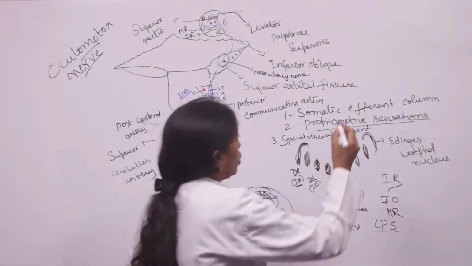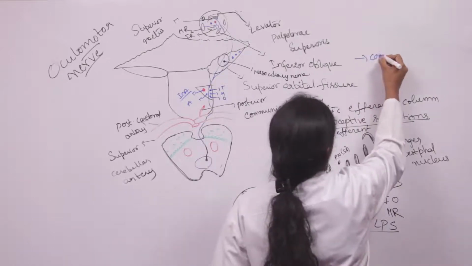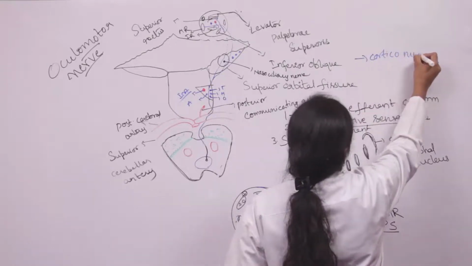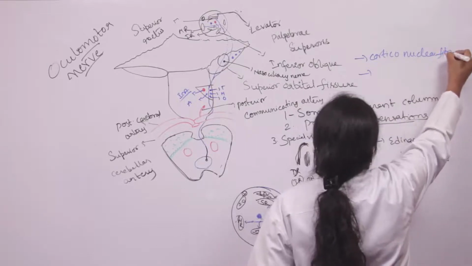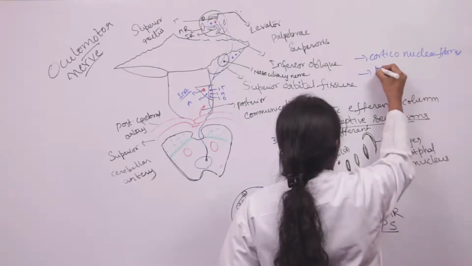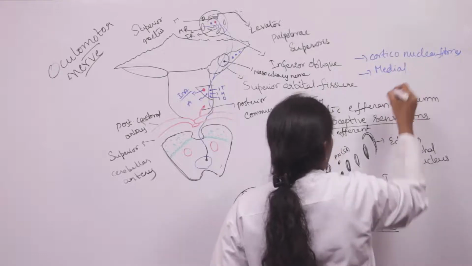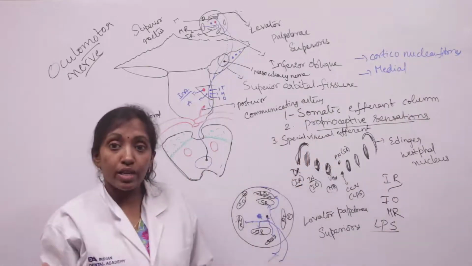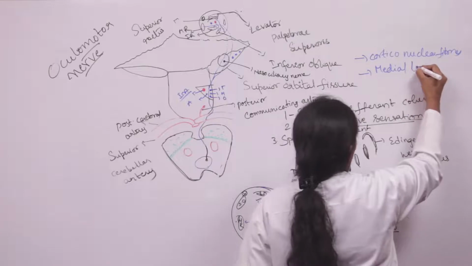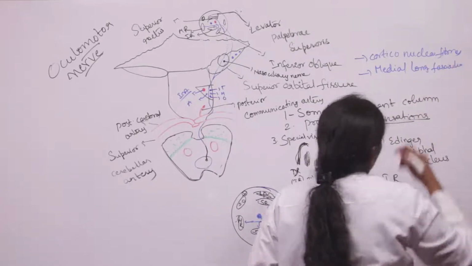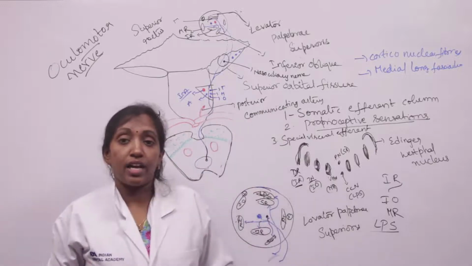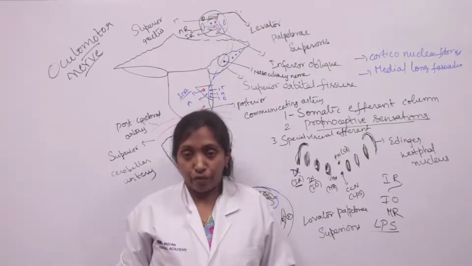Corticonuclear fibers from the motor cortices of the cerebral hemisphere, and also from the medial longitudinal fasciculus. The oculomotor nucleus also receives fibers from the medial longitudinal fasciculus, through which it is connected to the 4th, 6th and 8th cranial nerves for the proper coordination of the eyeball.